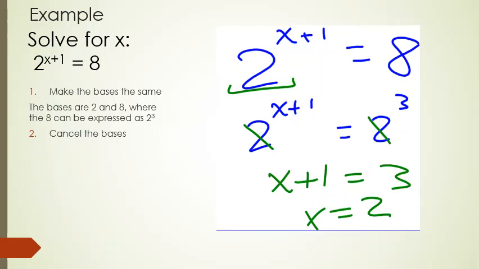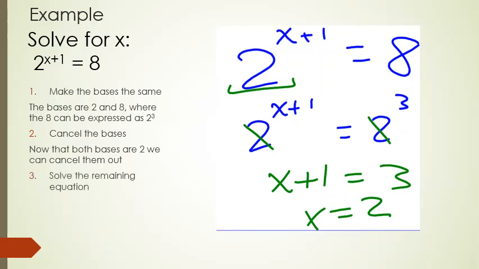So now we can cancel the bases. Now when we cancel the bases, since both of them are 2, we end up with an equation to solve. This equation that I need to solve is x plus 1 equals 3. All I have to do is subtract 1 on both sides, and I end up with x equals 2.